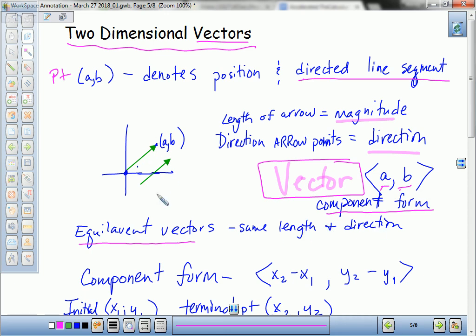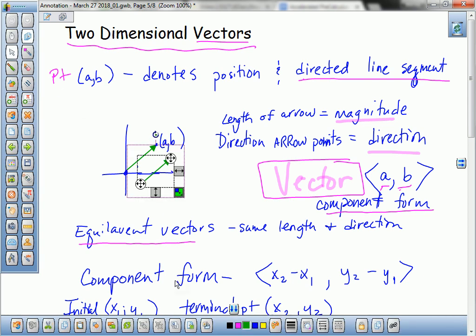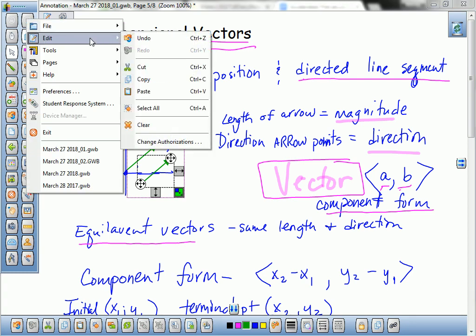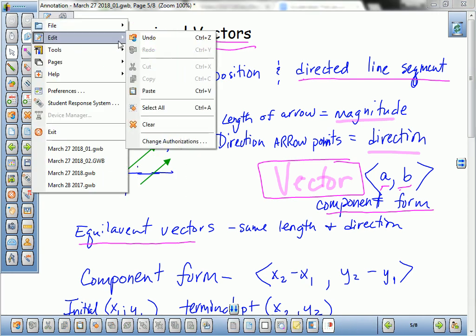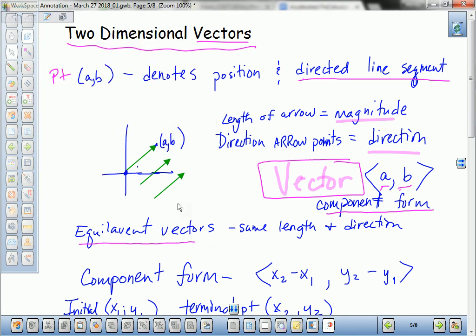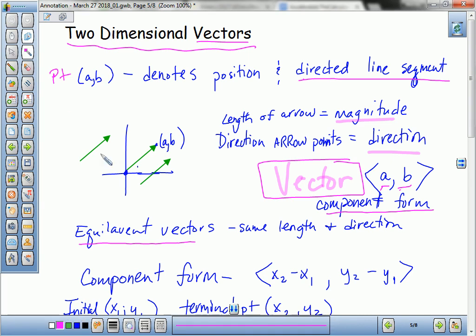Do you see here I have two? Those are equivalent vectors. They are the same exact length. And how do I know that? Because I chose to copy and paste them. So that is a really easy way for me to make equivalent vectors. I took the same thing and I pasted it. So they're all the same length. They're all pointing the same direction.